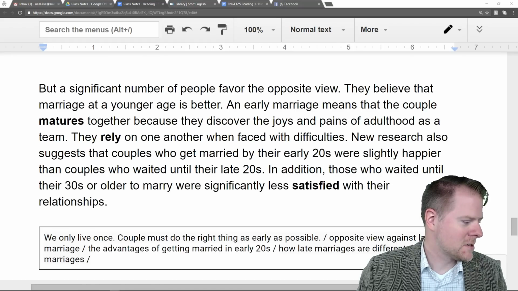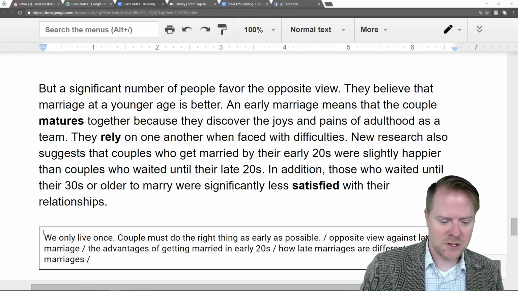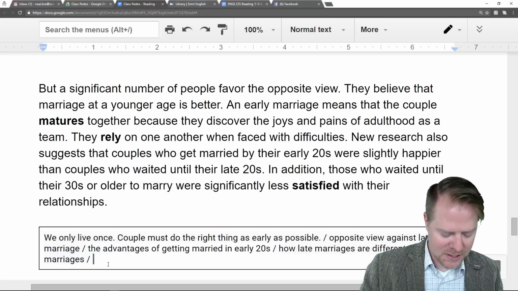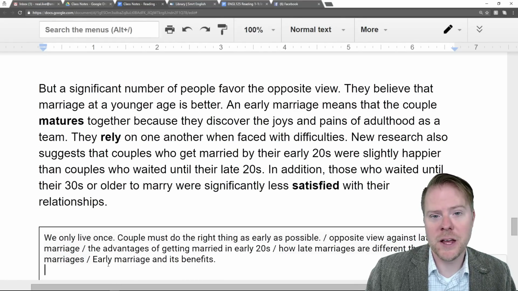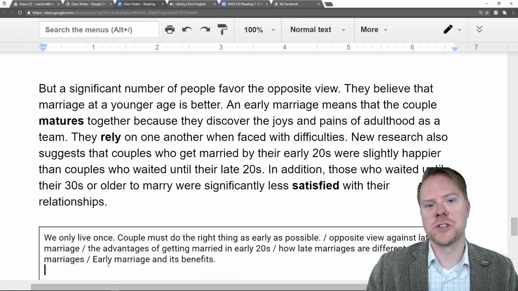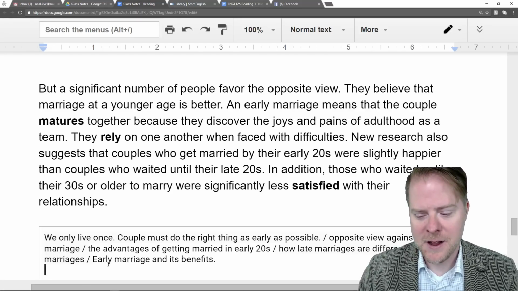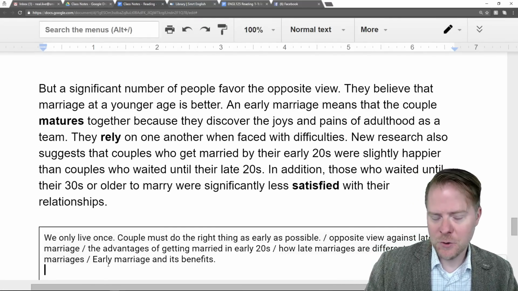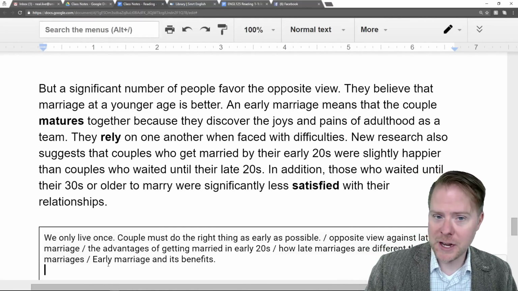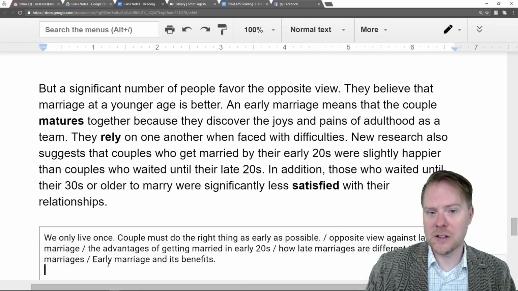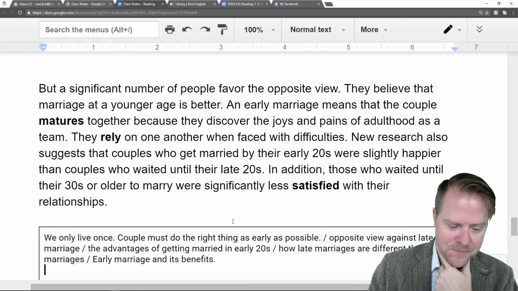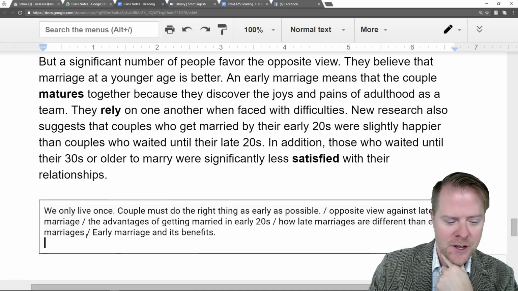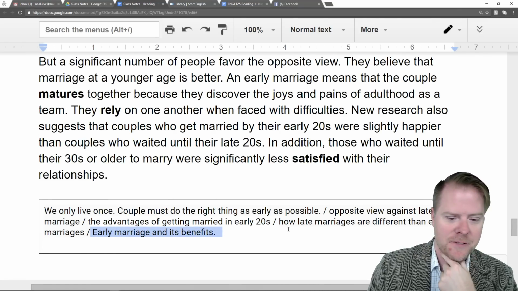I always summarized as I read. It's not the fastest way to read. And of course, if I read for pleasure, if I read a book just to enjoy the story, I won't do that. But when I'm studying, when I'm researching, when I'm learning, I will. I'll read slow, write a lot to make sure I understand. Okay, one more summary for this one, early marriage and its benefits.